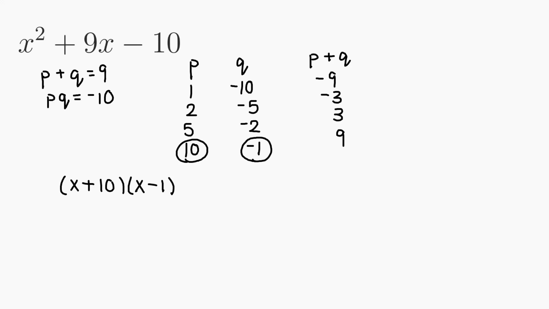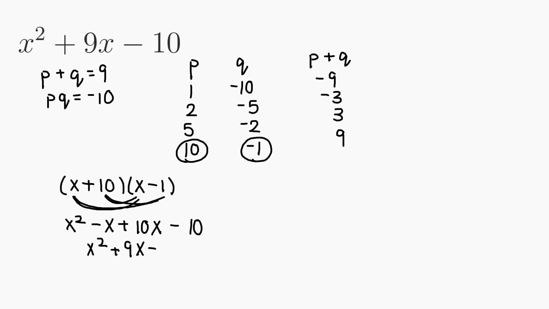And just to practice, we can check our answer again. x times x is x squared, x times negative 1 is negative x, 10 times x is 10x, and 10 times negative 1 is negative 10. So our answer, x squared plus 9x minus 10 simplified, is the same as above.